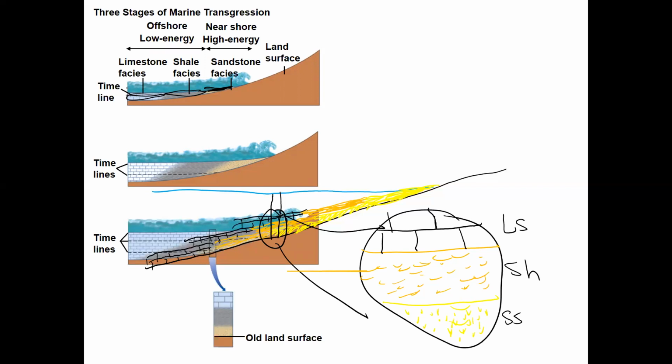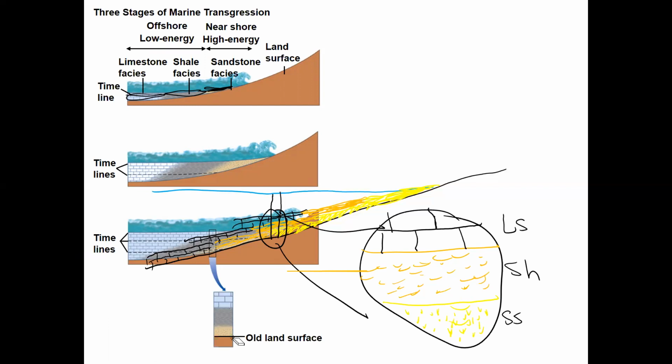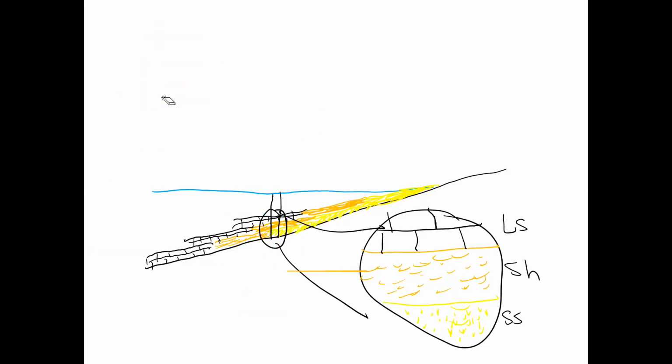And so, just as we saw, they do a cross section there. See the calcareous ooze, limestone on top, the shale, and then the sandstone on the bottom. All right. So that tells us there's been a period of marine transgression, rising sea levels.